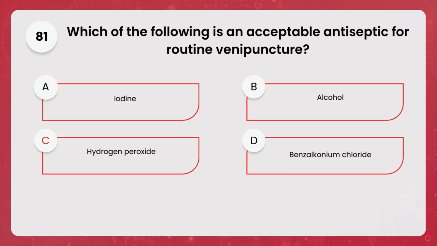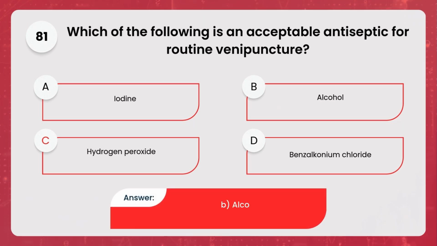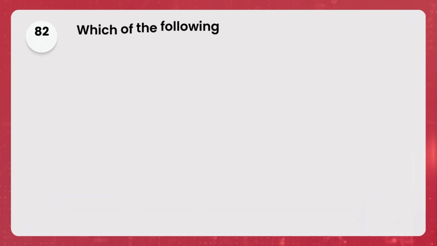Number 81. Which of the following is an acceptable antiseptic for routine venipuncture? A. Iodine, B. Alcohol, C. Hydrogen peroxide, or D. Benzalkonium chloride? The answer is B. Alcohol. Number 82.